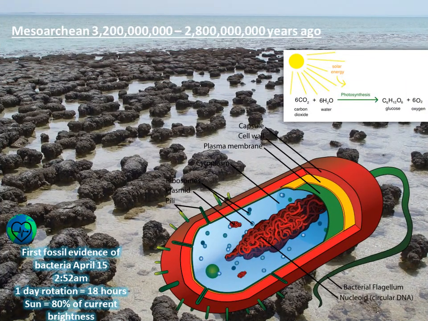Now on to the Mesoarchaean. April 15th marks the oldest fossils that have been found of bacteria. Straddling the Paleoarchaean and the Neoarchaean was an evolutionary advancement that enabled these initial prokaryotes to use sunlight, water, and carbon dioxide to produce sugars for food along with oxygen.